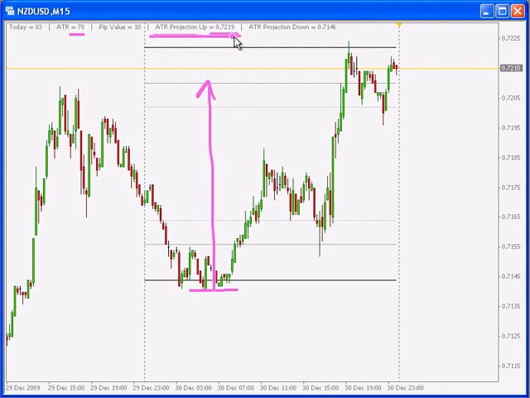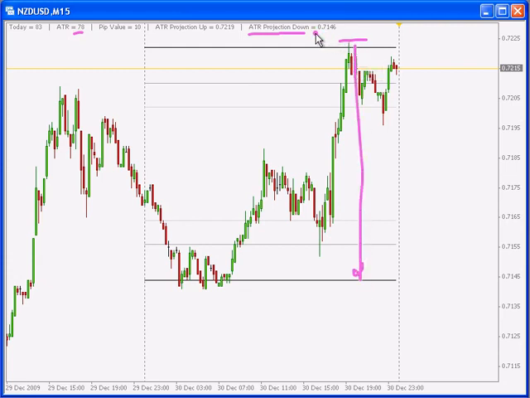Obviously, if throughout the day we found any buy opportunity, any buy entry, we would be looking to place our final target around that area. Conversely, for the average true range projection down, we pick the high for the day, project or extend 78 pips to the downside, and that takes us to 0.7146, which would be our ideal location to locate our final profit target if we were to find a short entry, a sell entry.